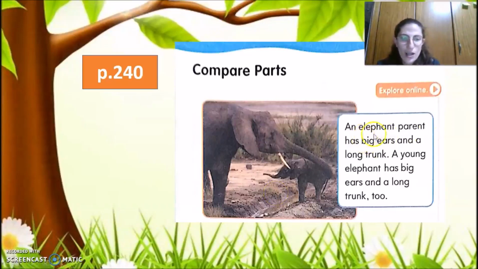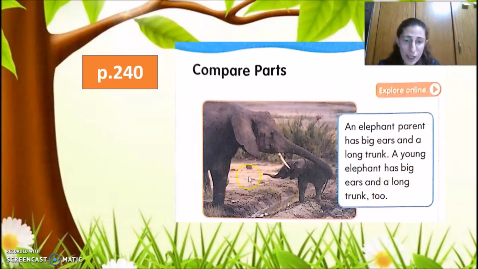Let's read together. An elephant parent has big ears and a long trunk. A young elephant has big ears and a long trunk too. So I'm going to read it one more time, then I'm going to explain. An elephant parent has big ears and a long trunk. A young elephant has big ears and a long trunk too.